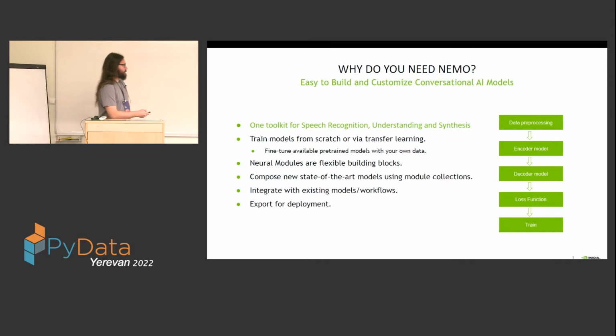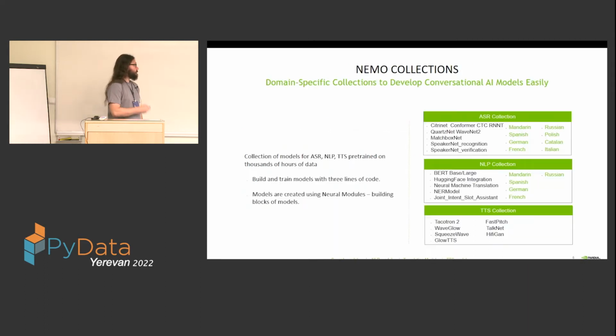So this is just a simple pipeline of how you do NeMo. You pre-process your data, you set your encoder and decoder models, you set your loss functions, and then just run the training. It is quite simple. So now to NeMo collections. I mentioned this quite a few times. You can see it as a whole concept of scripts and pre-trained models for many conversational AI tasks.